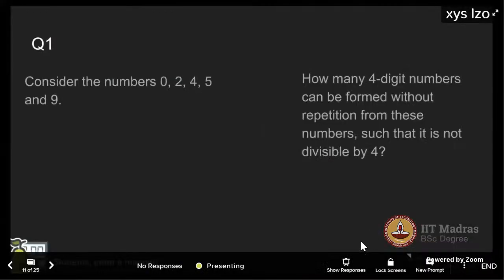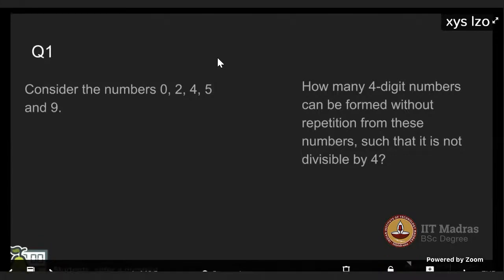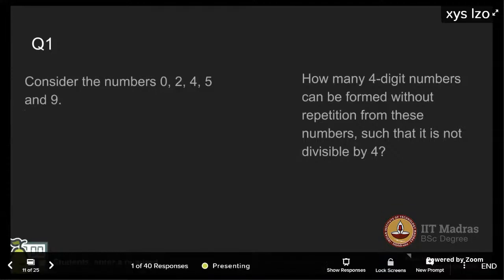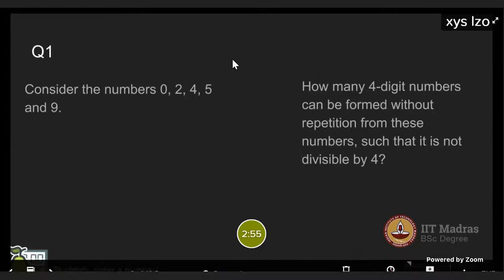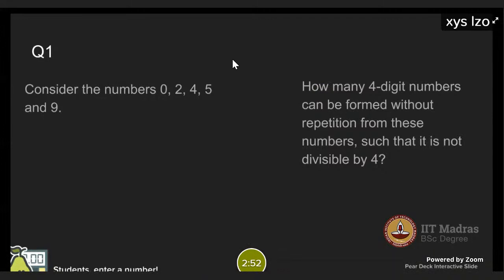Okay, let's move to our next question. Consider the numbers again, the same thing. We have to find the numbers which are not divisible by 4. How many 4-digit numbers can you form without repetition? Let's just work on this. In this case, we have to figure out numbers which are divisible by 4, then subtract from the total, right? 3 minutes will be enough, I think.